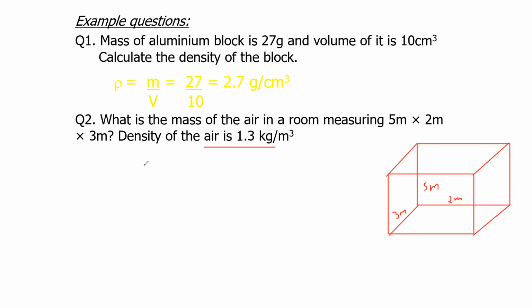If I need mass, mass is density multiplied by volume. So first I will get the volume. How to get the volume? Length into width into height. So 5 multiplied by 2 is 10, 10 multiplied by 3 is 30 meter cube. So volume is 30 meter cube and the density is 1.3. So 1.3 multiplied by 30, what will I get? I will get 39 kg. Is it clear?